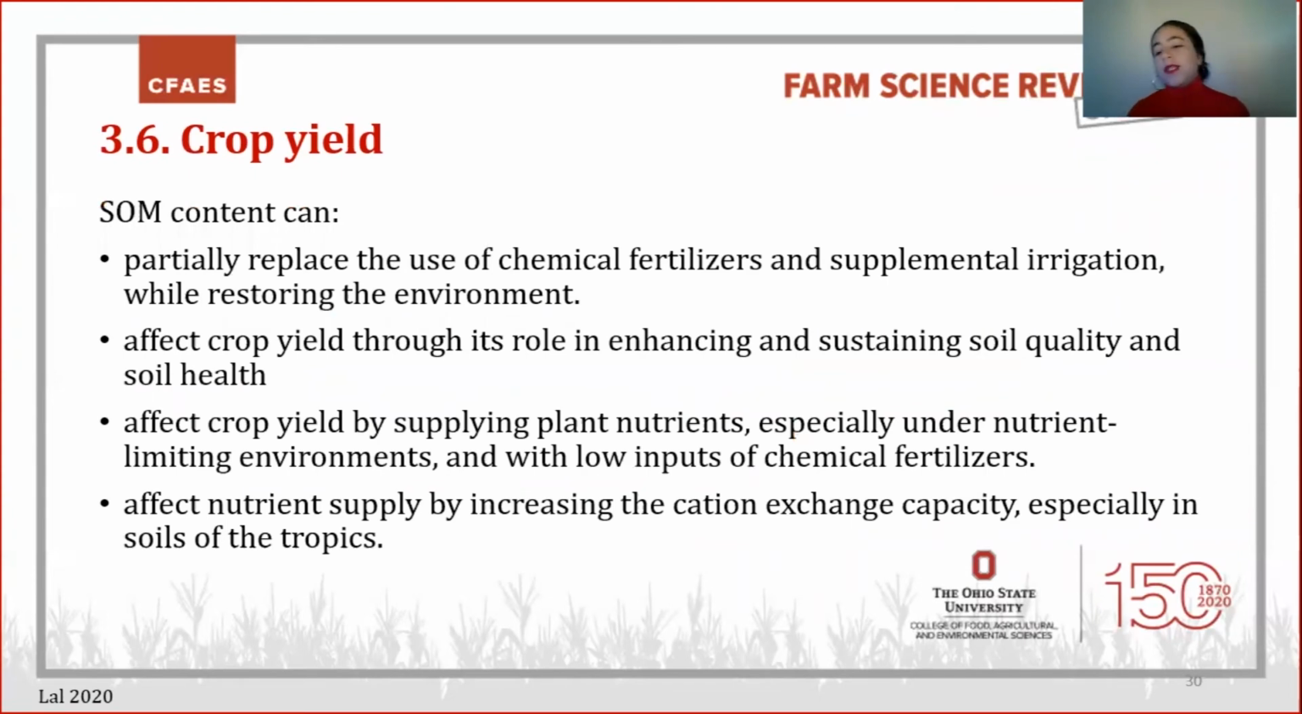Now, because it provides water and other types of nutrients, SOM content can partially replace the use of chemical fertilizers and supplemental irrigation, while also restoring the environment. Especially if we have nutrient-limiting conditions and we don't have the availability or the resources to use chemical fertilizer, then if we increase our SOM content, with time, the nutrient content will increase as well. So it also affects crop yield through its role in enhancing and sustaining soil quality and soil health that we discussed previously.